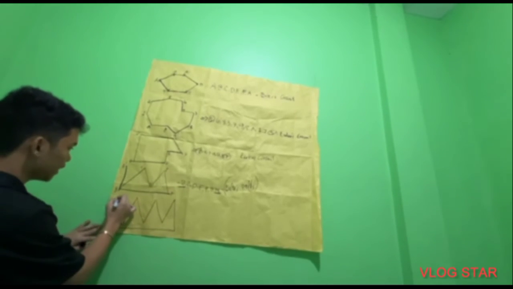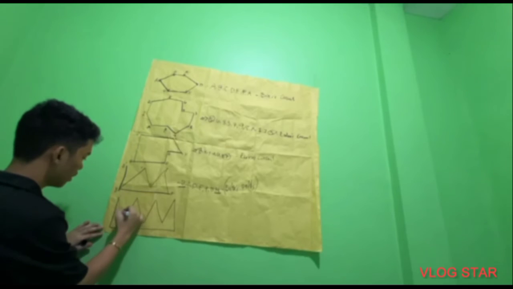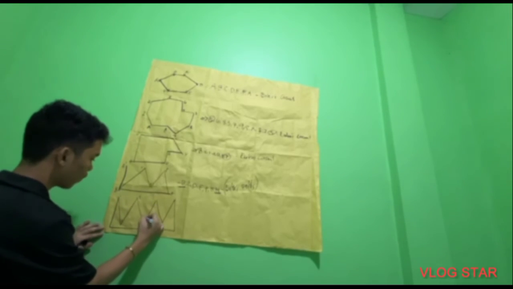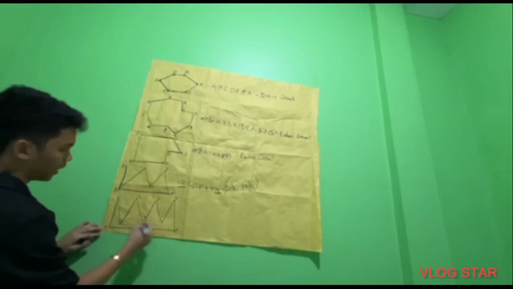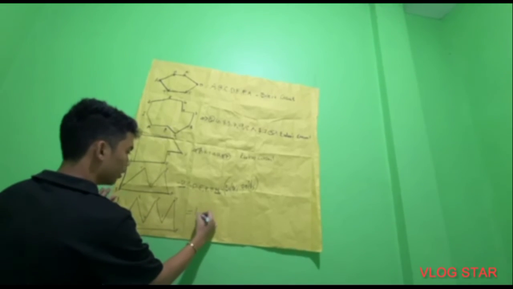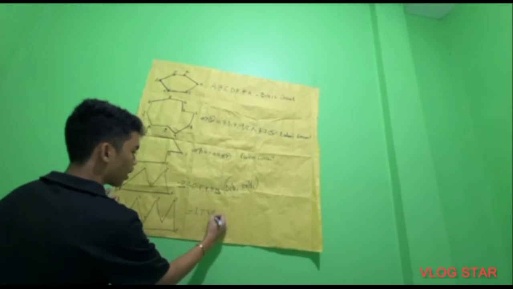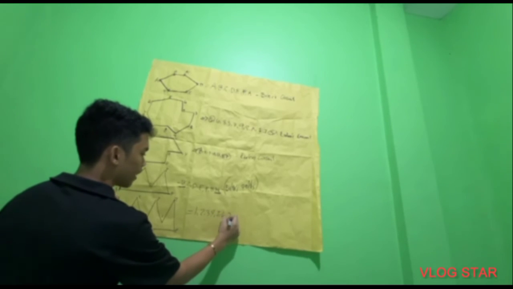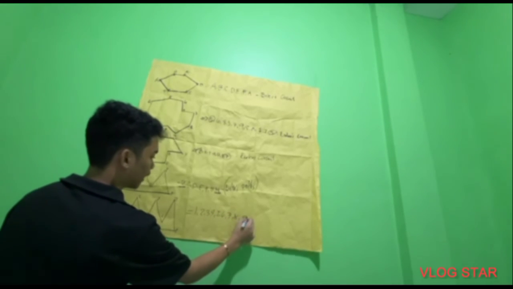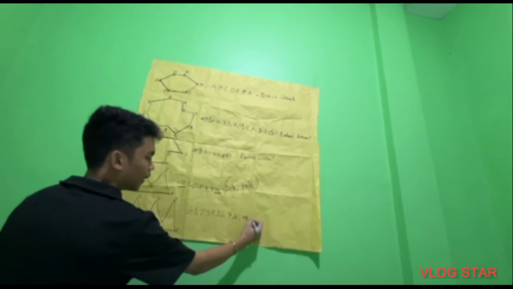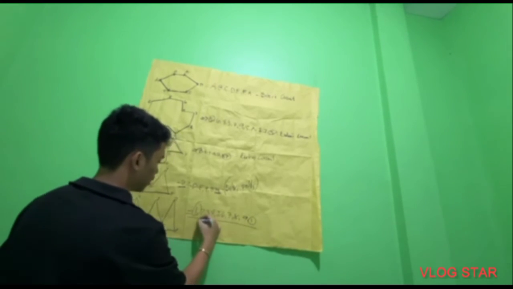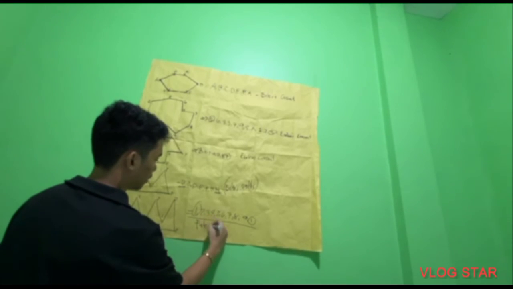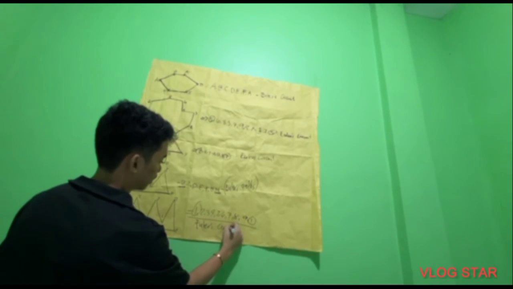So lastly is this. We have 1, 2, 3, 4, 5, 6, 7, 8, and 9. So just copy this number, 1, 2, 3, 4, 5, 6, 7, 8, and 9, and back to number 1. And that is what we call Euler's circuit.